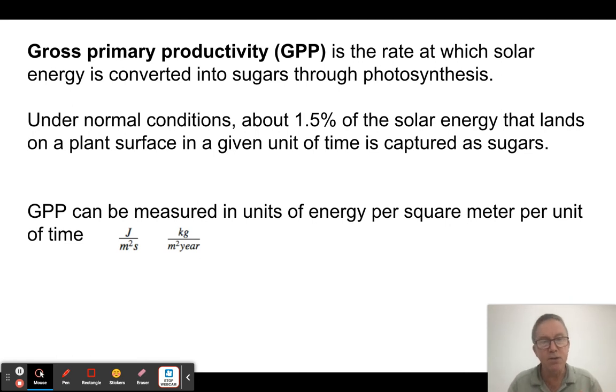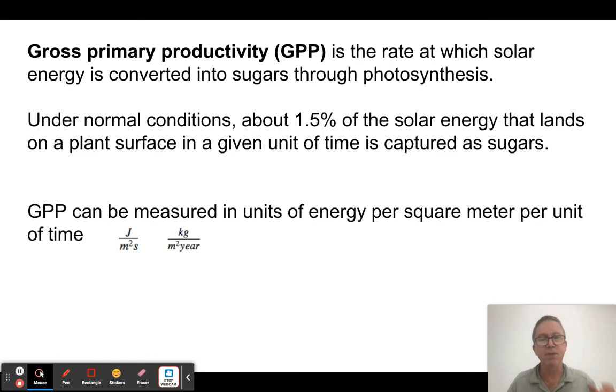So I do need you to know this. Under normal circumstances, of all the light energy that hits a plant during the course of, say, a day, about 1.5% of it is going to get converted into the chemical potential energy in glucose. So we're saying that 98.5% of the energy just gets converted to heat or reflects off the plants, but 1.5% of it does get converted and captured by the plants as glucose. We call that amount that got captured and converted to glucose GPP.